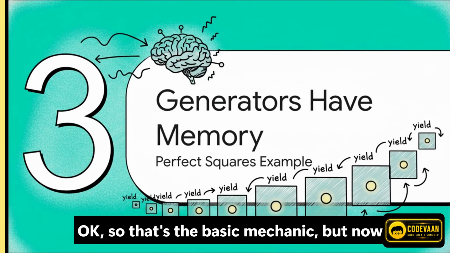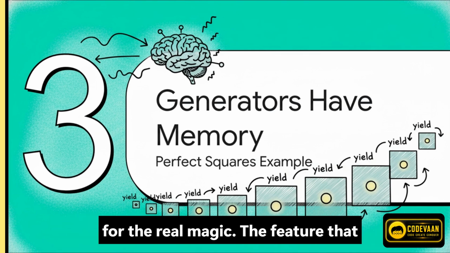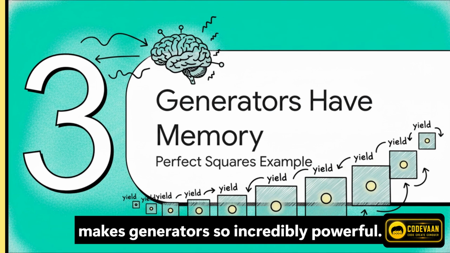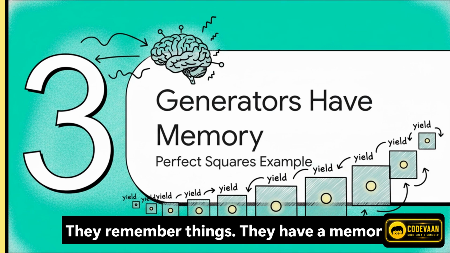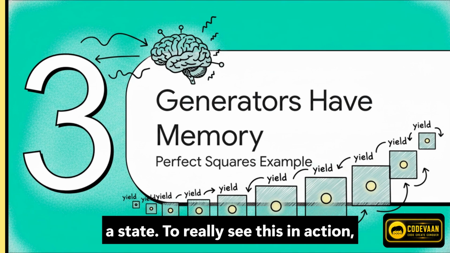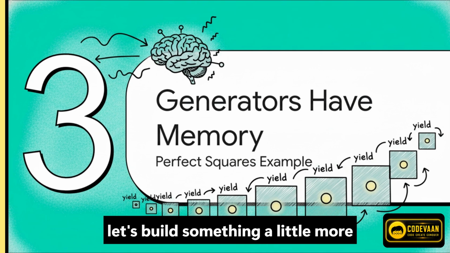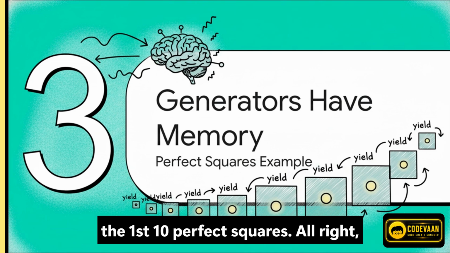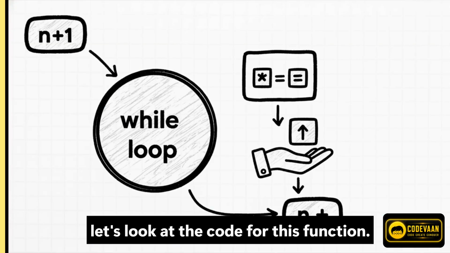Okay, so that's the basic mechanic. But now for the real magic. The feature that makes generators so incredibly powerful. They remember things. They have a memory, a state. To really see this in action, let's build something a little more interesting. A generator that calculates the first 10 perfect squares. All right, let's look at the code for this function.